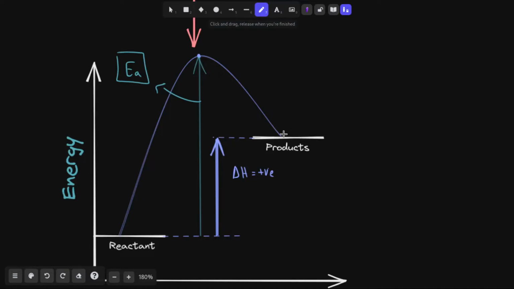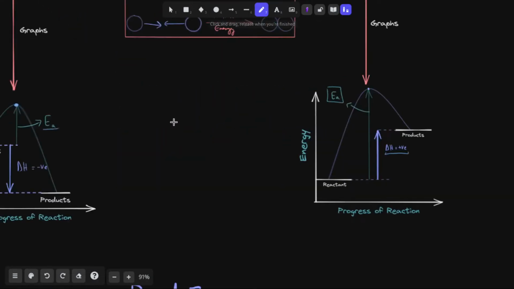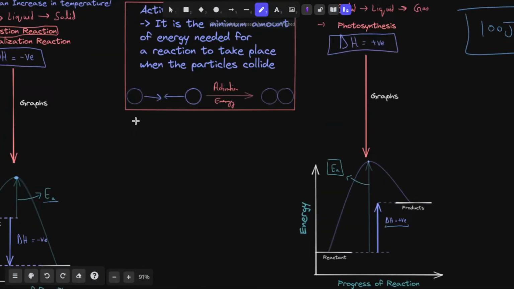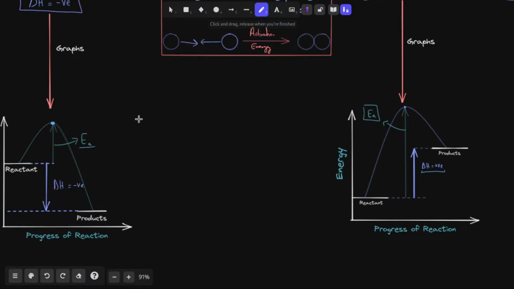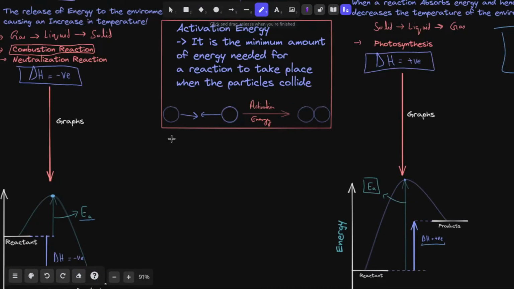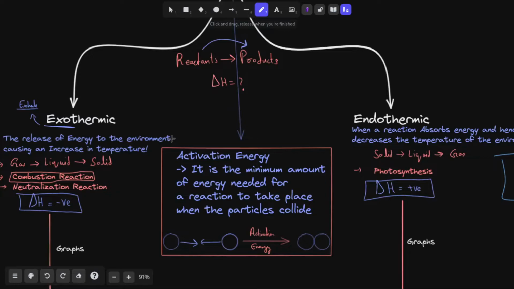And as you can see, the products have a higher energy than the reactants. It has gained energy, and the delta H, or the change in energy overall, is positive because of this fact. So these two graphs are used for us to understand these two processes in a much more in-depth form. Now, this is not all that this chapter has to offer.